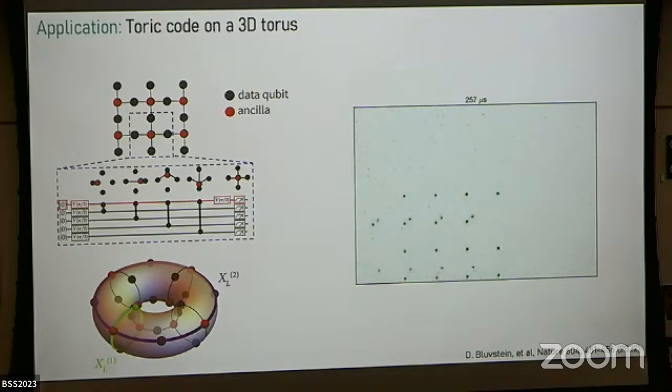I think the movie is very cool, but it's an interesting application of how you can use this tool of atom transport to implement something that is interesting for quantum computing. Just to give you an idea, if you wanted to do the same thing but only using local gates, the number of gates that you would have to apply to transport entanglement through the whole array would be much, much larger.